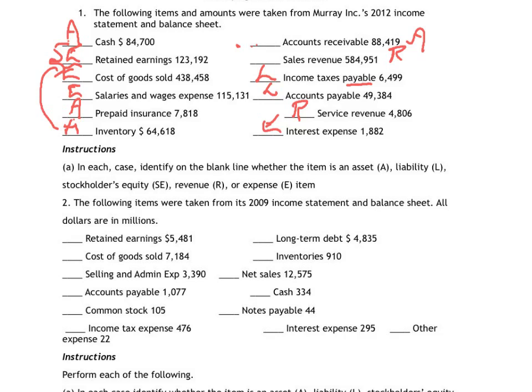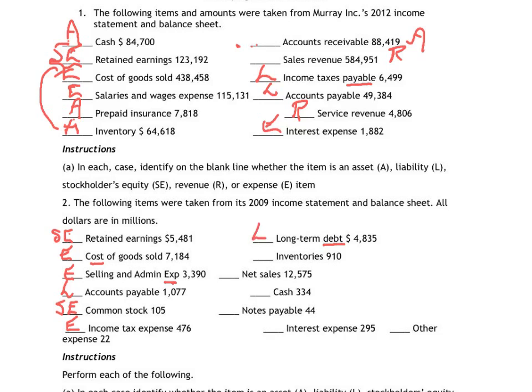Retained earnings, that's a shareholders' equity account. Cost of goods sold, that's an expense. Selling and admin, expense. Accounts payable. I have suppliers to my business and I buy from them on account, so accounts payable, I pay them later, is a liability. Common stock, that is what is sold to the shareholders by the corporation. So that is shareholders' equity. Income tax expense, expense. Long-term debt, now the key word there is debt, that is a liability.